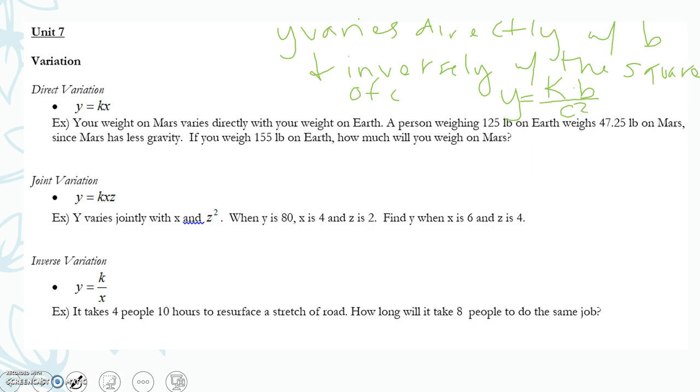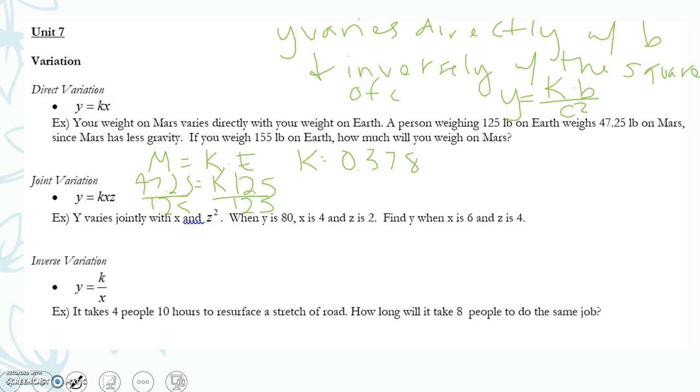So if we're looking at the first example, it says your weight on Mars, so I'm going to make up a variable like m for Mars. It says it varies directly, so k times the weight on Earth, so I'm going to use e for Earth. So then it says a person weighing 125 pounds on Earth, so 125 is going in for Earth, weighs 47.25 on Mars, so I'm going to put in 47.25 for Mars. And now I need to use that information to find the k. So I divide by 125. So k would equal 0.378.